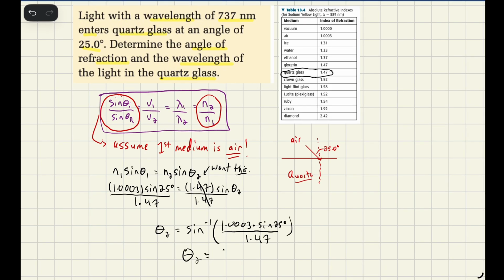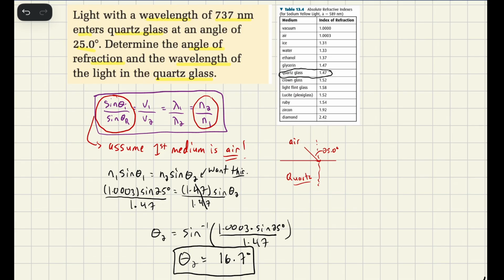And since quartz is a denser medium, it makes sense that it is more towards the normal than the angle of incidence would be. Now, for the next part, we're going to get wavelength. The light wavelength entering the quartz would be 737 nanometers, so that would be lambda 1. And what we're going to do is isolate for lambda 2 to get the wavelength when light actually hits the quartz glass.